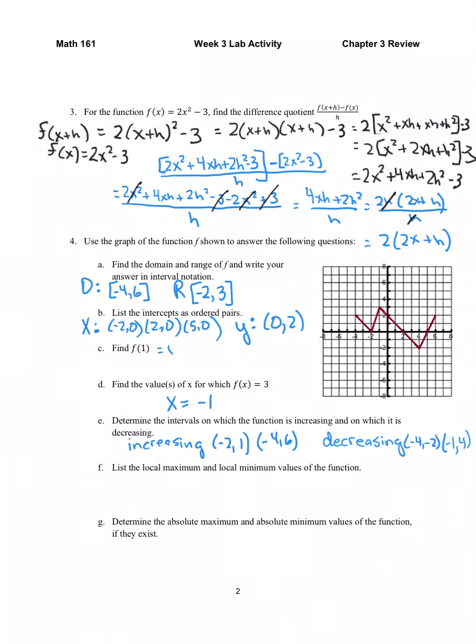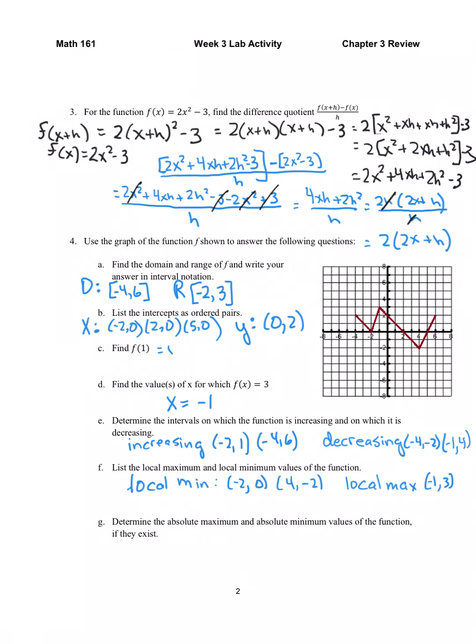For local max and local min, remember the locals cannot occur at endpoints, so we would have a local min at -2 and at 4. We would also have a local max at x equals -1.